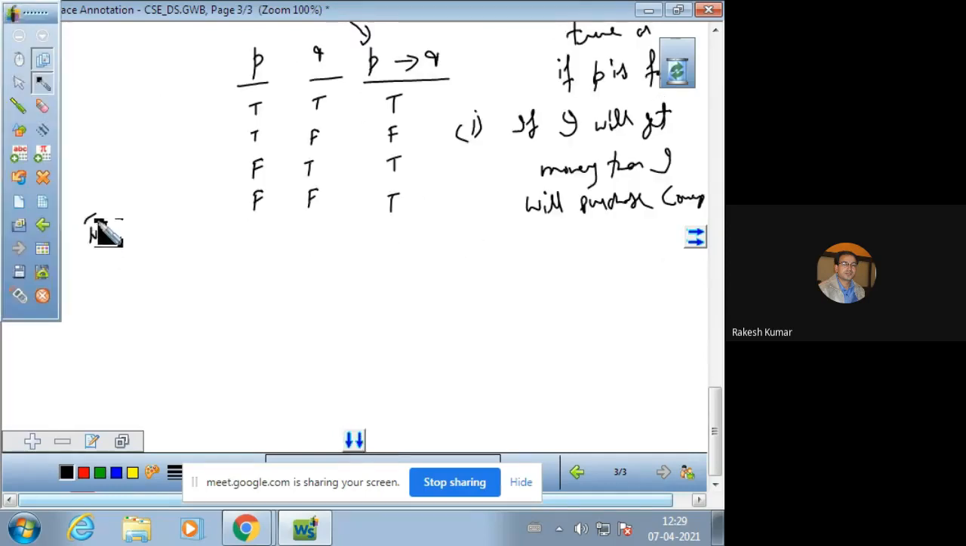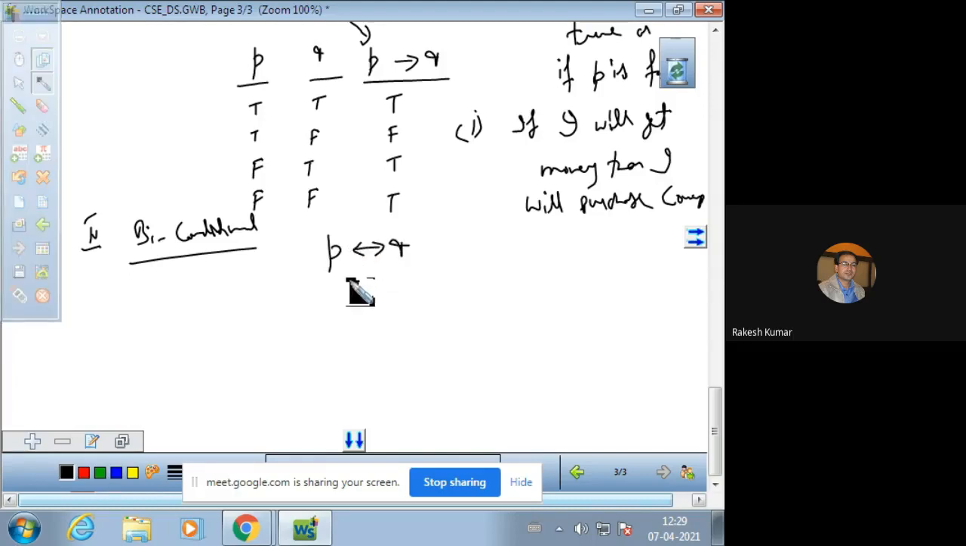Now the next one is we will have biconditional statement. Bi stand for double side arrow, and it also stands for if and only if, or this is the short form of this. This can also be written like this: if and only if. This is another important connector which comes under this topic of propositional calculus. Biconditional, if and only if.